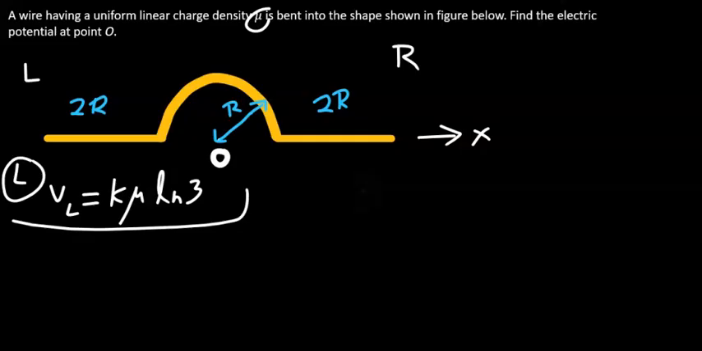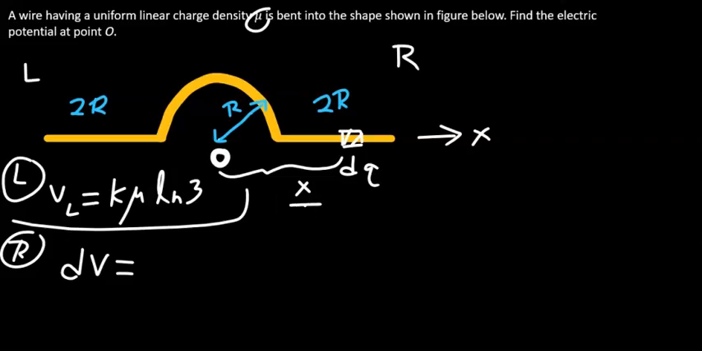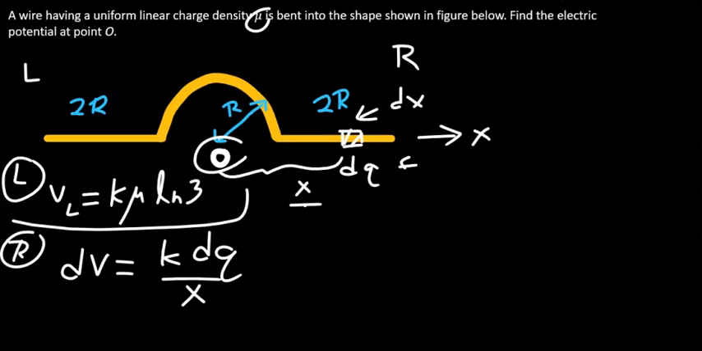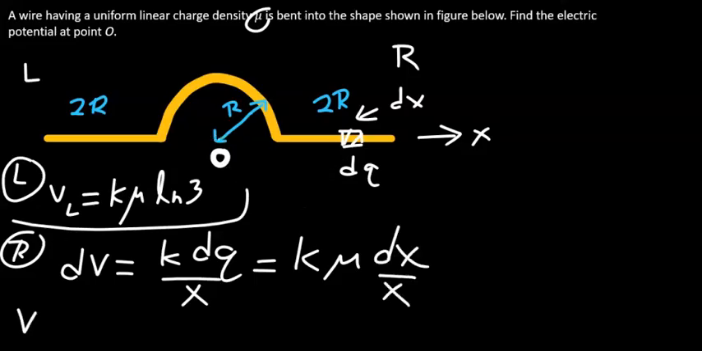Now let's do the right hand side. We can do the same trick. Let's divide up this right hand segment into small segment which contains charge dq. And that charge dq is at the distance x from the origin. The length of that element is, let's call it dx. The potential it creates at that origin is given by k dq over x. And expressing dq in terms of mu, it is just mu dx over x. And the overall potential is given by the integration of the above result dx over x.